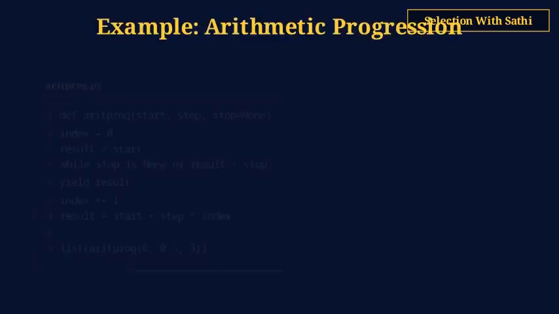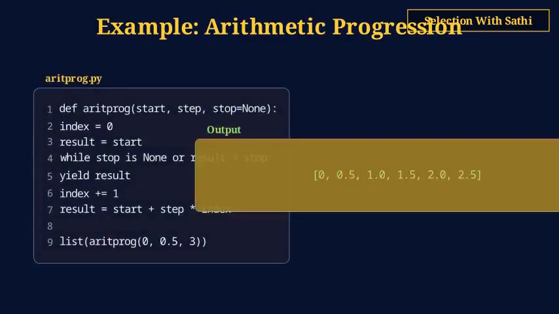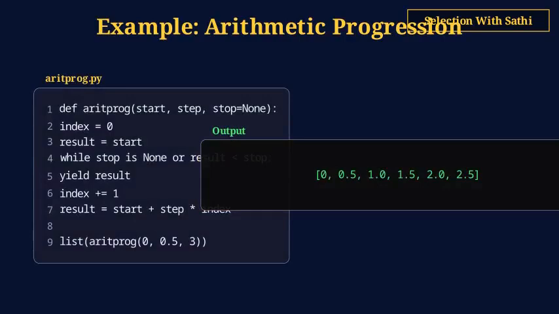An arithmetic progression generator is a clean use of yield. The function takes start, step, and an optional stop. It uses a while loop, computing start plus step times index on each iteration. It yields the result and increments the index. arithprog(0, 0.5, 3) gives 0, 0.5, 1.0, 1.5, 2.0, 2.5. Lazy, infinite if stop is None, and works with any numeric type.